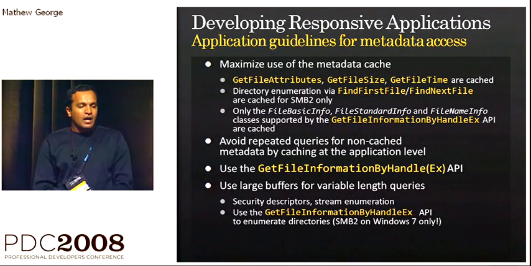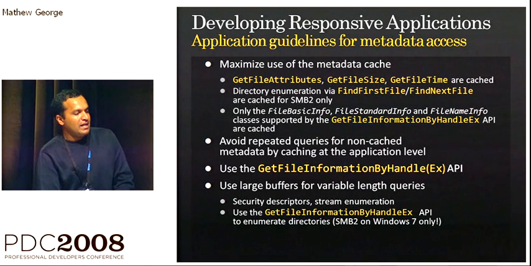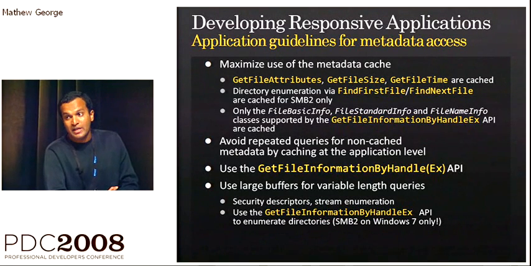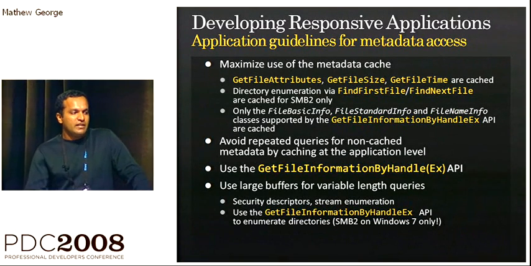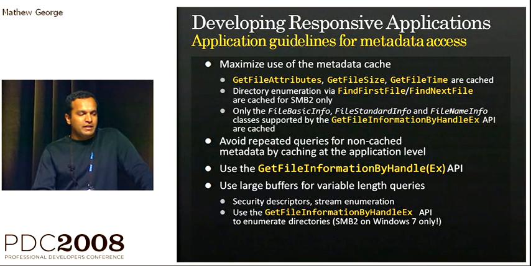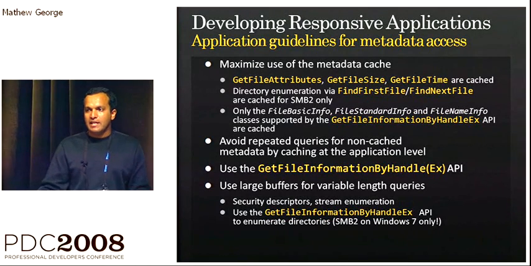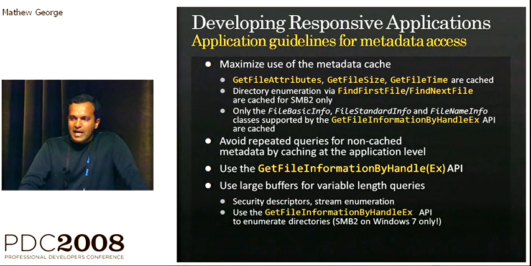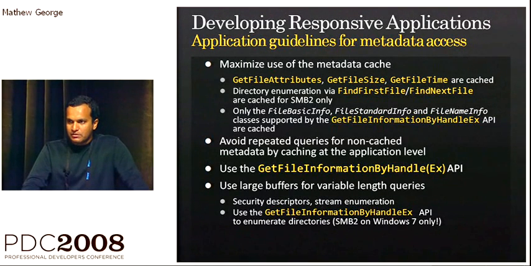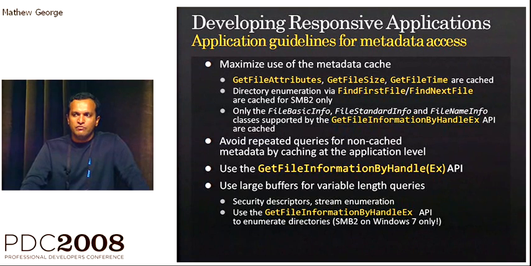Now, one thing not too many people know is you can use the get file information by handle EX API to enumerate directories actually. The normal APIs to enumerate a directory are find first file and find next file. And these APIs don't take a buffer size. They use default system buffers to actually read the directory and then serve out data from those buffers. With get file information by handle EX, you can specify a buffer with a particular size. So you can actually pass to it very large buffer sizes if you want, up to 64K, because that's the limit imposed by the file system.